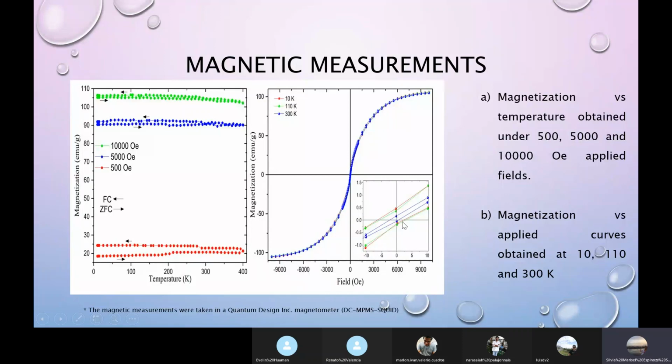The magnetization behavior at low applied fields is better observed in the inset figure, revealing a small hysteresis. It is visualized that as the temperature decreases, the coercivity and remanence increase, demonstrating the ferromagnetic behavior of the sample.